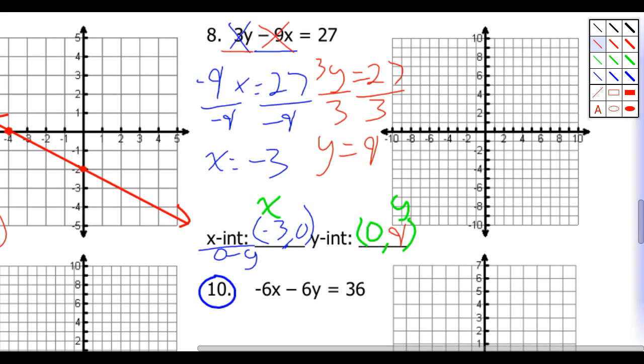So I have negative 3, 0, and I have 0, 9. So up here toward the top. And that line's not going to fit. That might be pretty close. I just have to make sure that my 2 points are covered in that, and I make sure I have arrows on that.